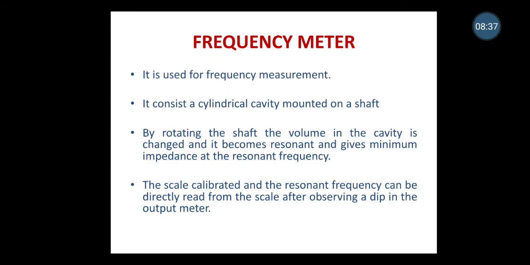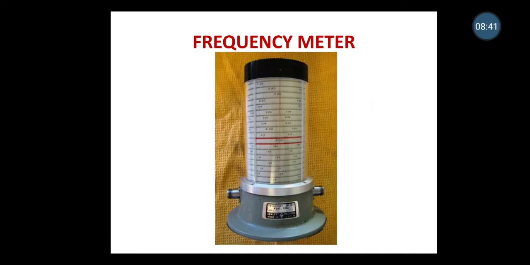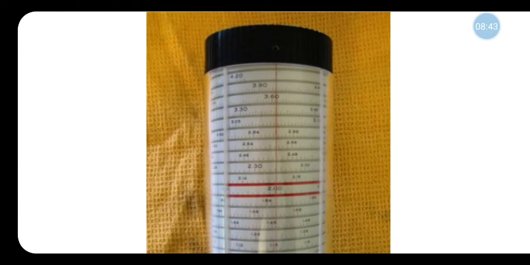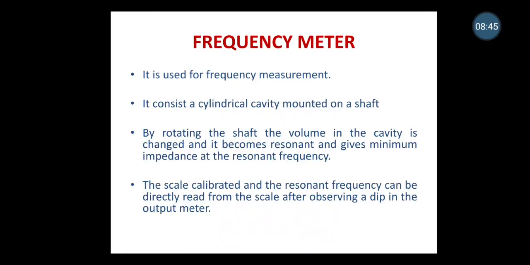This is just a cylindrical cavity which is mounted on a shaft, and when we rotate this black knob or this meter, the volume in the cavity is changed. That's how we will get a dip in the CRO wave, and we will measure that particular frequency value as well. So all these concepts will be explained while we deal with the experiments.